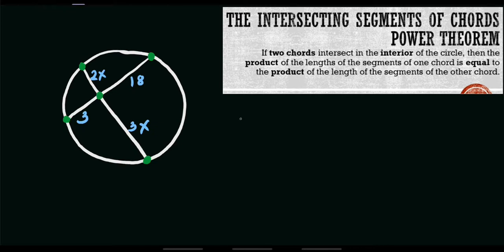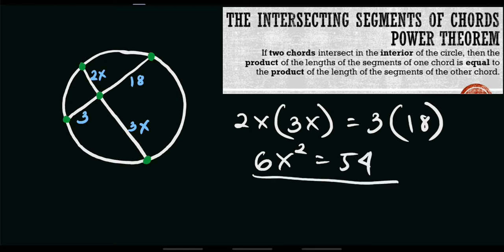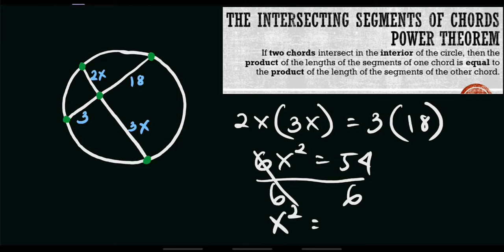So, we have 2x. Let's use this first segment. We have 2x times yung karugtong niya, 3x. So, that is equal daw sa 3 times yung karugtong niya, which is 18. And then, after that, simplify lang natin. So, we have 2x times 3x, that is 6x squared. And that is equal to 3 times 18, that is 54. Okay? So, let's divide both sides by 6. Cancel out 6. Therefore, x squared is equal to 54 divided by 6.